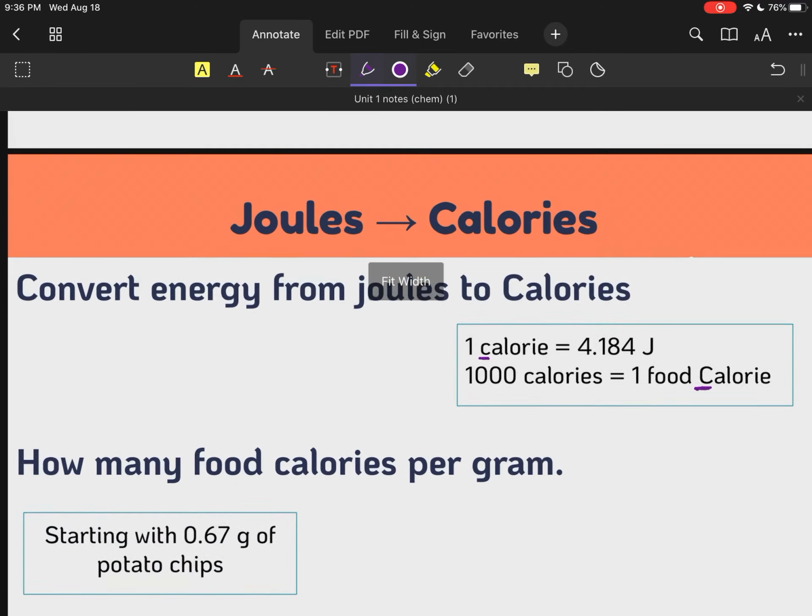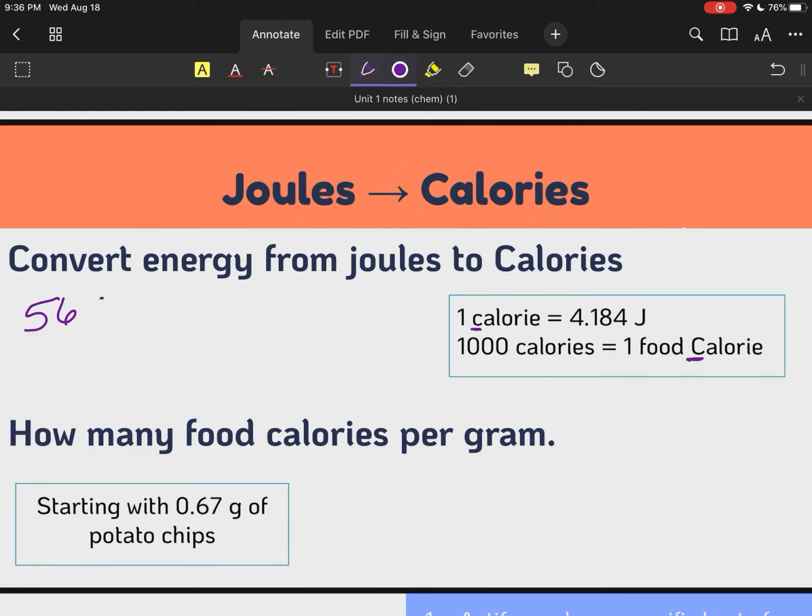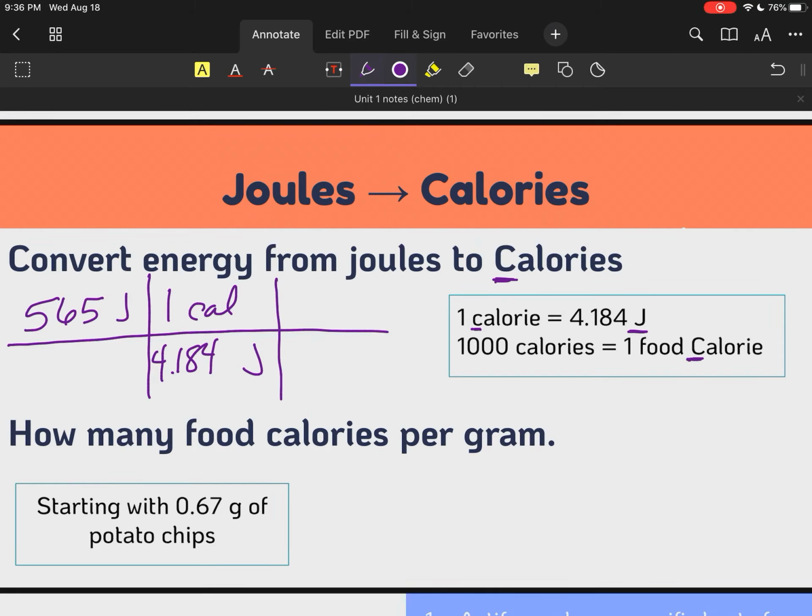So let me refresh: 565 joules. So that's what I started with. Okay, and I want to go to big capital C calories. So first I have to start here. I know joules is on the top, so I need joules on the bottom. So that's 4.184, and that's equal to 1 lowercase calorie. And then since I have lowercase calories on the top, I'm going to have lowercase calories on the bottom. And I know that 1,000 is equal to 1 uppercase calorie.